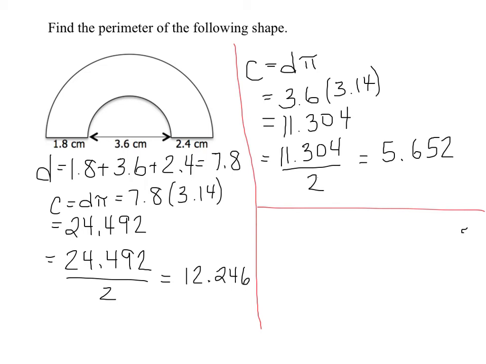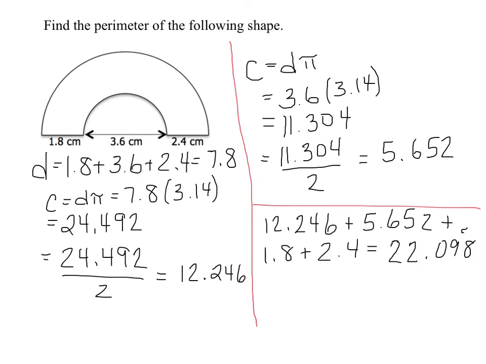The perimeter for the shape is found by taking the perimeter of the semicircles, 12.246 plus 5.652, and adding that to the two sides, the 1.8 and the 2.4, and we have a total perimeter of 22.098.